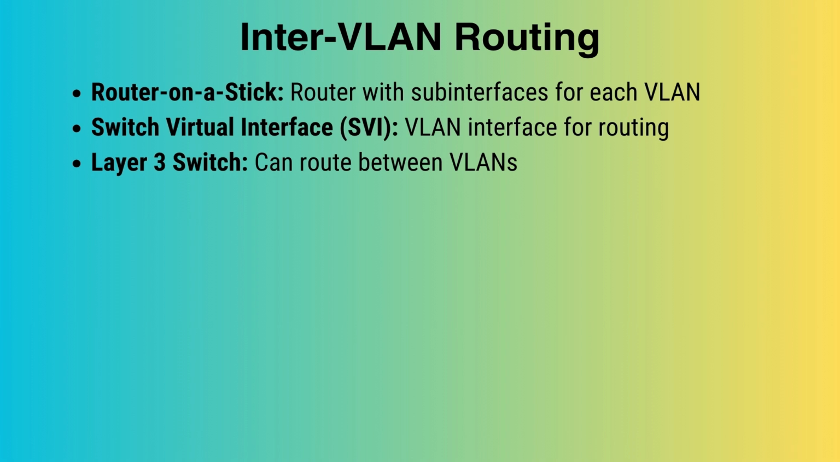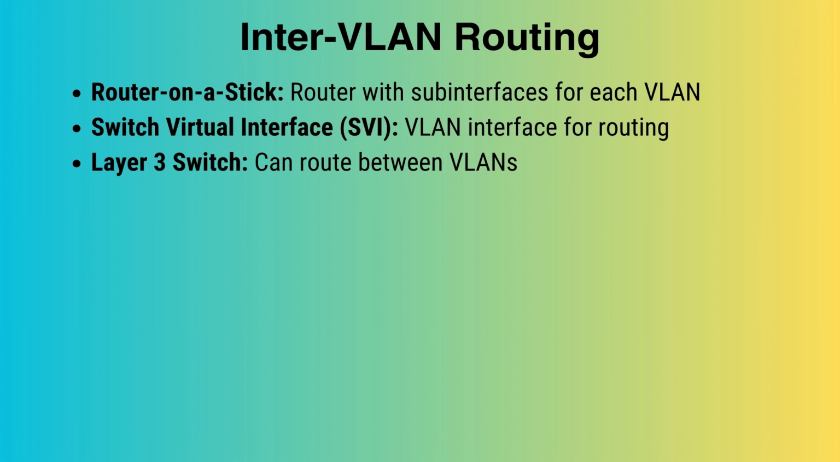Inter-VLAN routing allows communication between VLANs, essential for network functionality. A common method is router on a stick, where a router with subinterfaces for each VLAN routes traffic between them. Switch virtual interfaces (SVIs) provide VLAN interfaces for routing on Layer 3 switches, enabling inter-VLAN routing without additional hardware. Layer 3 switches can route between VLANs using dedicated routing capabilities.